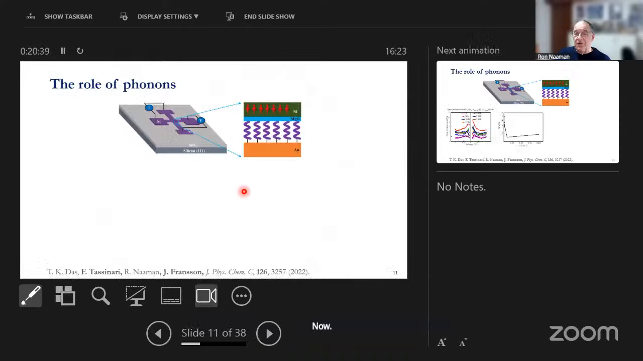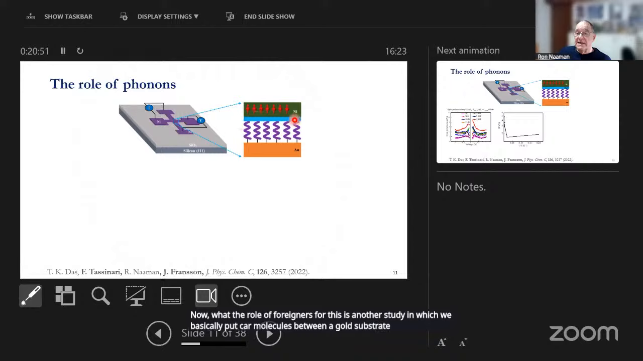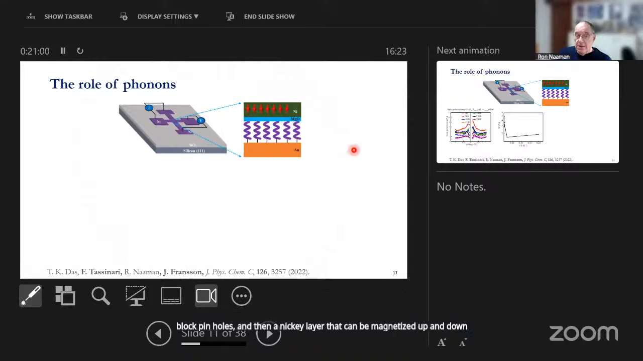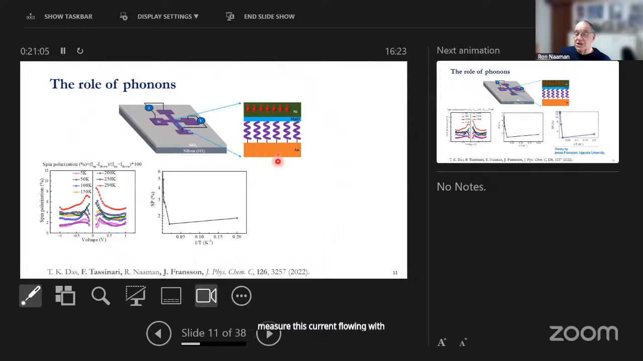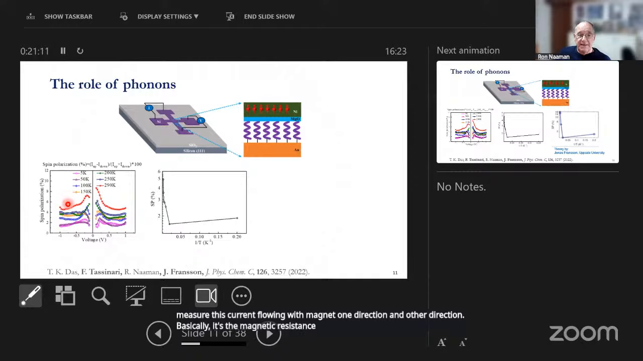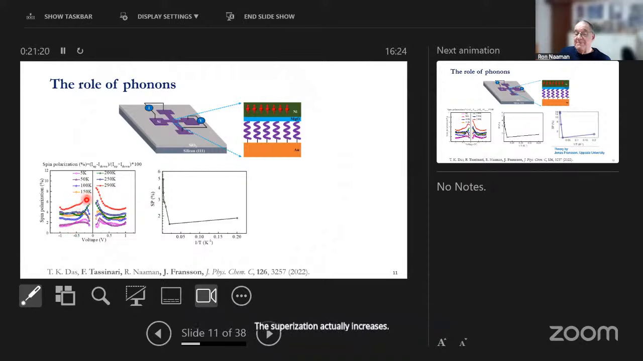Now, what is the role of phonons? For this, there is another study in which we basically put chiral molecules between a gold substrate and, on top, a thin magnesium oxide layer to block pinholes, and then a nickel layer that can be magnetized up and down. And we measure the current flowing with the magnet in one direction and the other direction. Basically, it's the magnetoresistance. And what we get here is spin polarization. And to our surprise, we see that the spin polarization actually increases with the temperature.